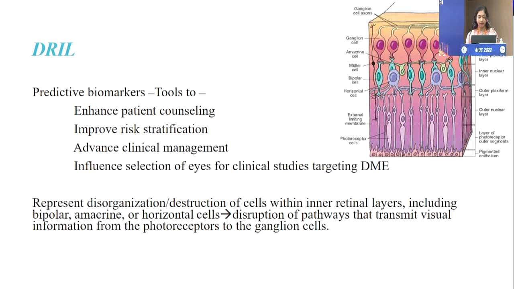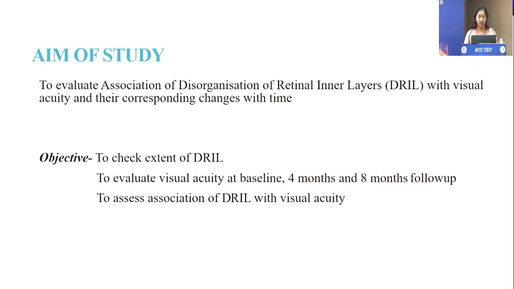Histologically, it represents disorganization or destruction of cells within the inner retinal layers, including bipolar, amacrine and horizontal cells, leading to disruption of pathways that transmit the visual information from photoreceptors to the ganglion cells. My aim of study was to evaluate the association of disorganization of retinal inner layers with visual acuity and their corresponding changes with time.